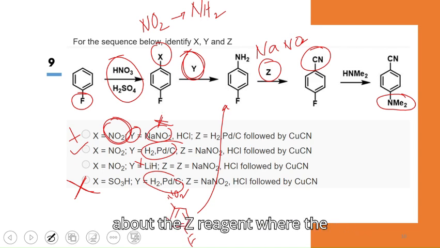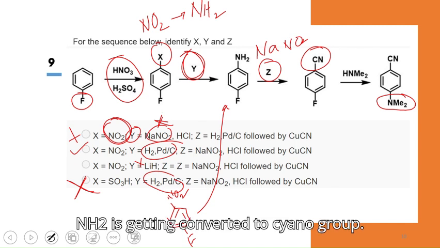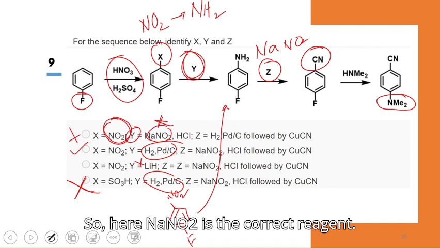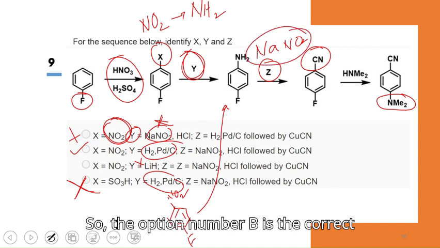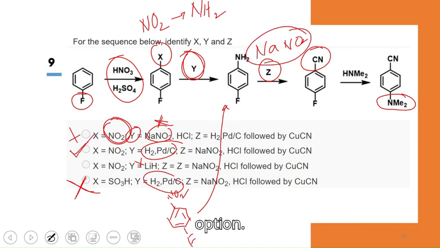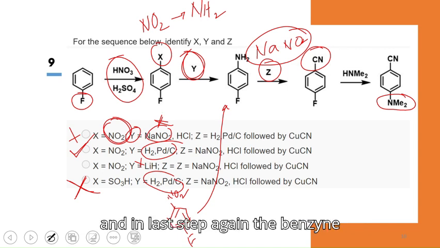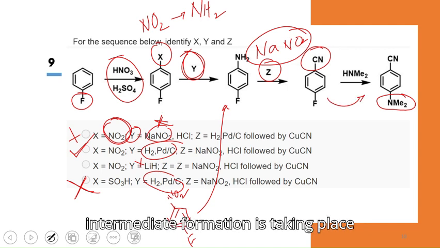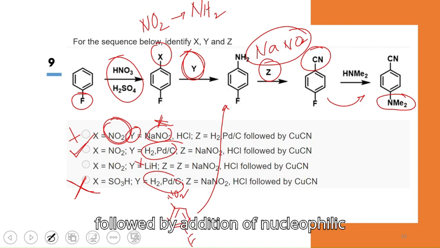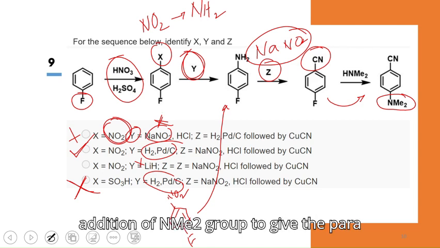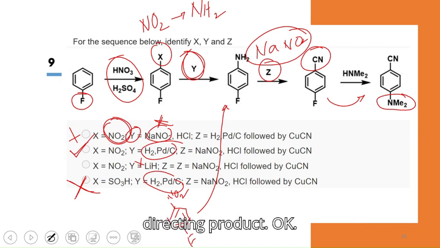Now talking about the Z reagent, where the NH2 is getting converted to a cyano group. Here NaNO2 is the correct reagent. So option number B is the correct option. And in the last step, again the benzyne intermediate formation is taking place, followed by nucleophilic addition of the NMe2 group to give the para directing product.